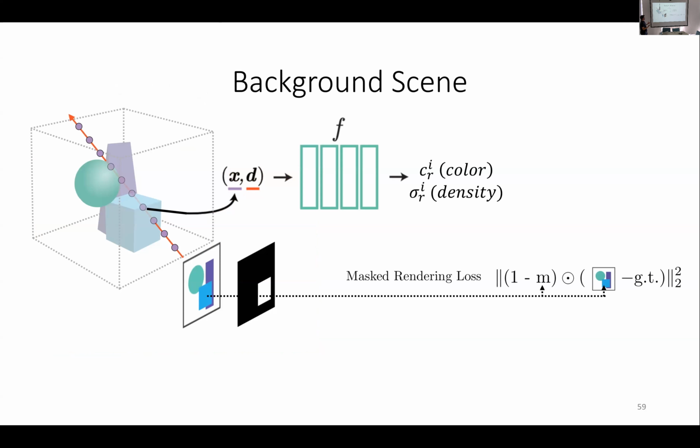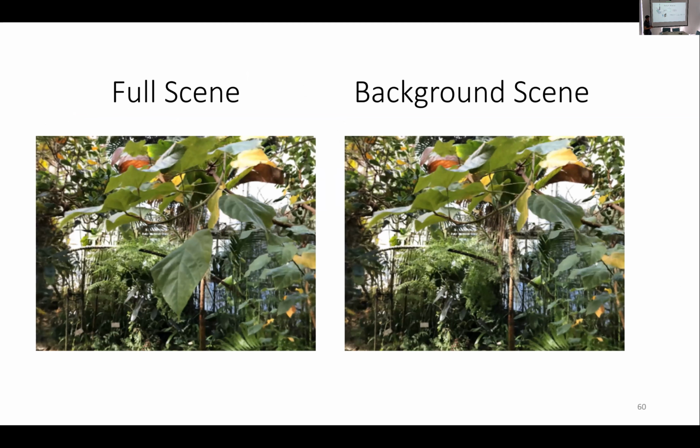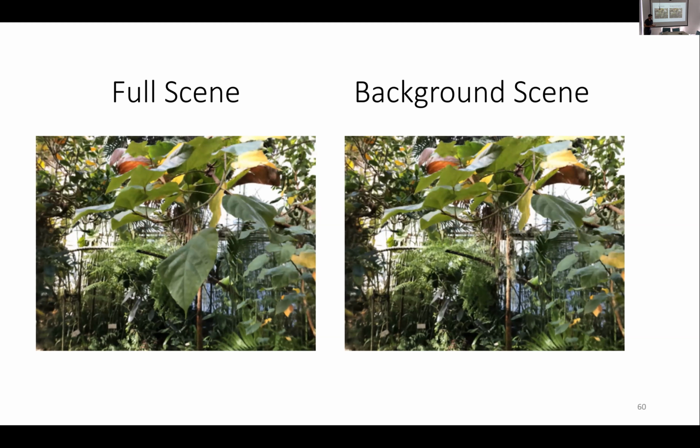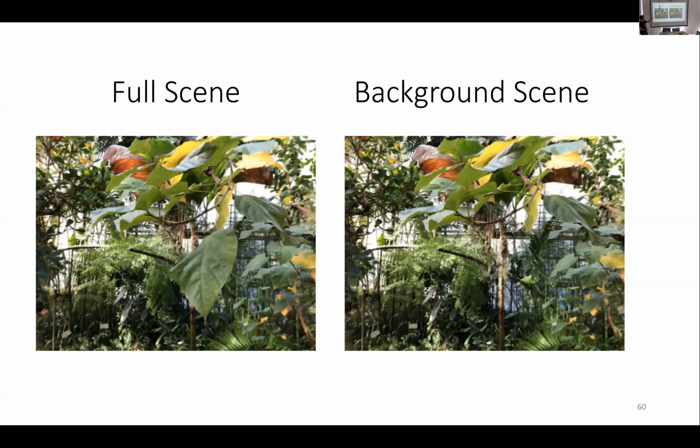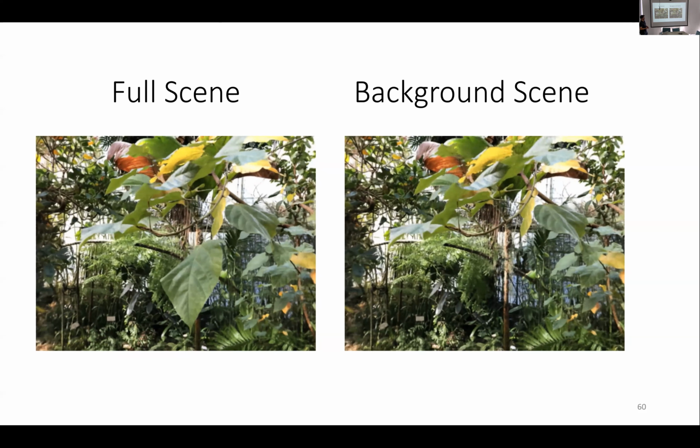And now, if we want to reconstruct the background, we use a mask rendering loss. In particular, if a rendered point lies in the mask region, then we don't reconstruct it. Here it is the blue box. And if it lies outside of it, then we do reconstruct it. And because of the prior that is induced through our volumetric rendering, you can see that it is able to in-paint the background very well.